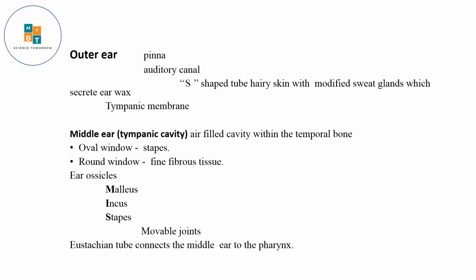If you take the outer ear, very obviously you can see the pinna outside, and from the pinna to the canal, you call it the auditory canal. So the pinna is the outer thing that you can see. It is a cartilaginous structure covered with skin. The auditory canal is an S-shaped tube, and it has hairy skin with modified sweat glands. Those are the glands which secrete earwax.